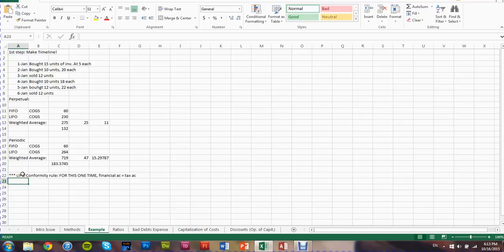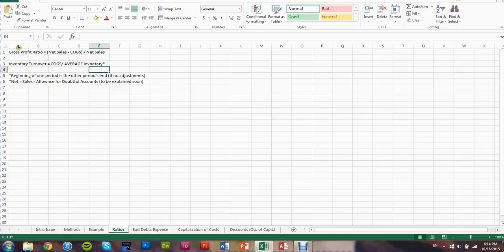So for this one time, they made a rule that what you do for financial accounting has to equal tax accounting, just in the area if you choose last in, first out. You're still allowed to do everything else differently. It's just if you choose last in, first out for your tax accounting, it has to be the same for financial accounting.